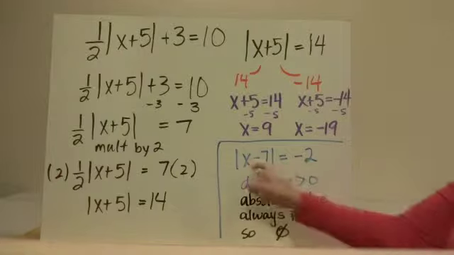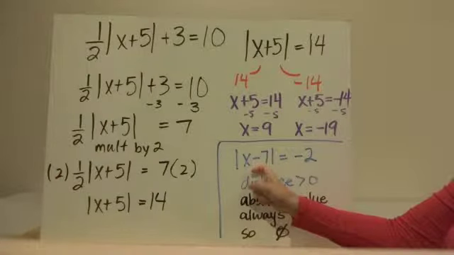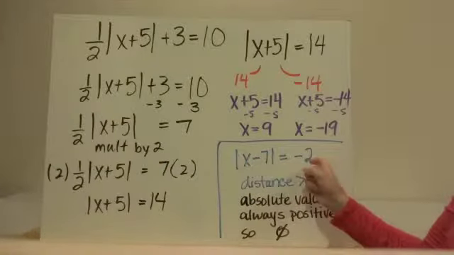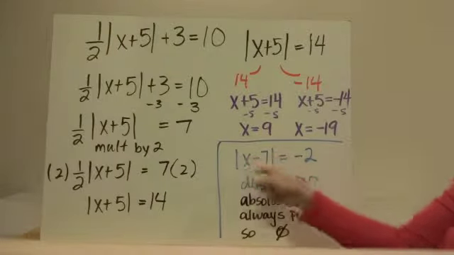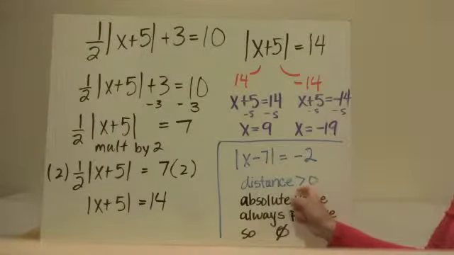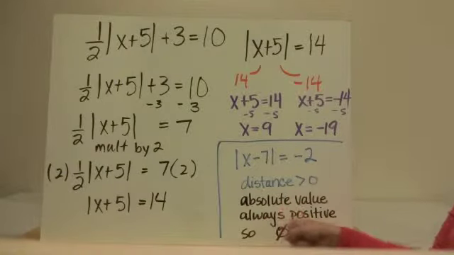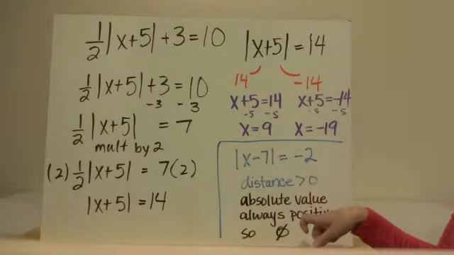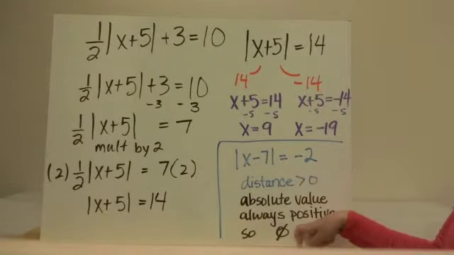Now, if you ever have something that looks like this, don't be fooled. So right here, you cannot set x minus 7 equal to negative 2 over here. Because when you take the absolute value of something, you're talking about positive numbers. Our distance is greater than 0. Absolute value is always positive. So if you ever have an absolute value set to a negative number, you know that there's no solution.